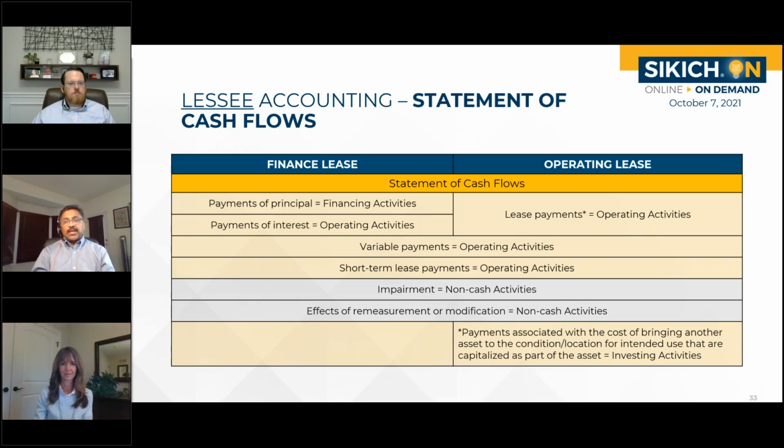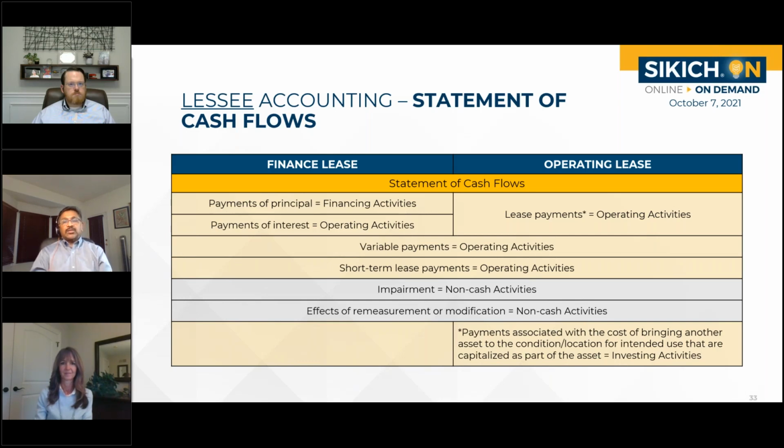As you can see in the slide, the presentation for variable payments and short-term lease payments are the same for both types of leases. Impairments and effect of remeasurement or modification are non-cash activities for both types of leases. For operating leases, any capital cost incurred will be classified within investing activities.